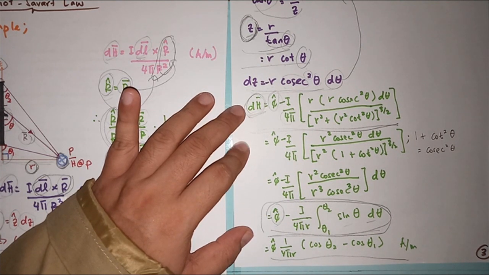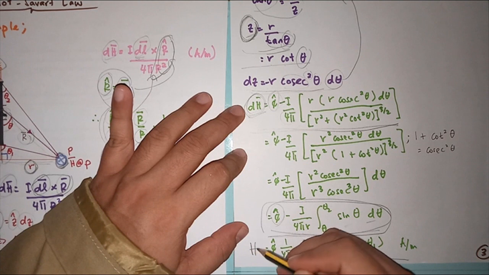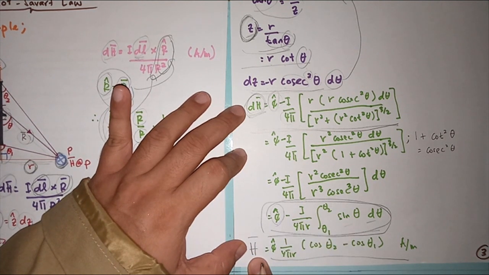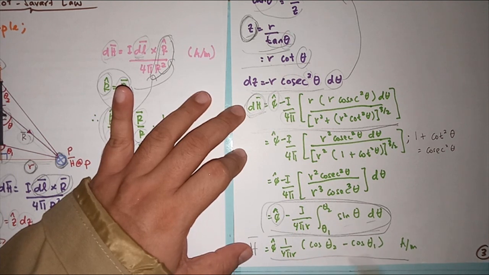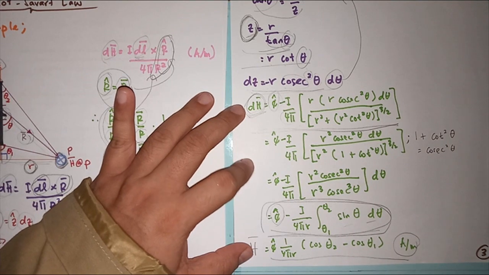So in this case, we have our vector of h equal to phi-cap I divided by 4 pi r, times cos theta 2 minus cos theta 1, and the unit of it is ampere per meter.